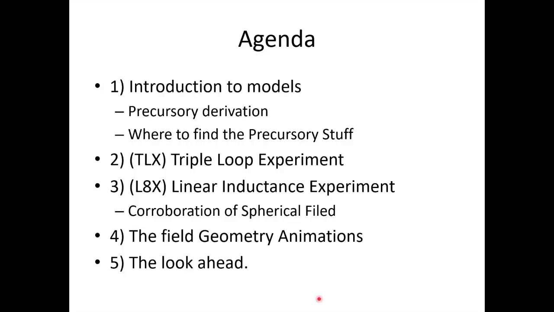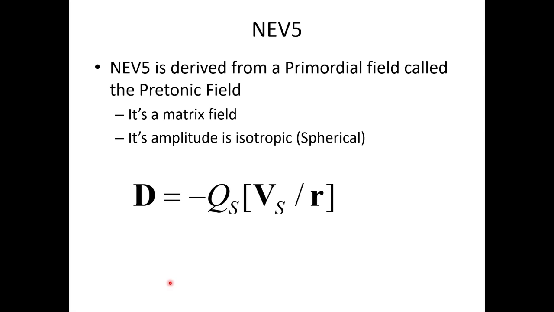Okay, so again, we're going to give you the introduction to the models. We're going to do the precursory derivation. We're going to get into the triple loop and the linear inductance experiment. And we were going to get into the field geometry animations in a look ahead, but we're going to save this for next time. So new electromagnetism V5 is derived from a primordial field called the pretonic field.